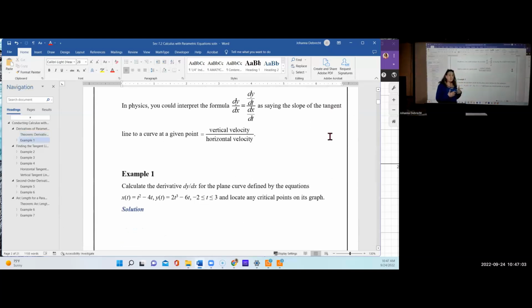Okay, in physics, if you had something like this, how might you interpret this derivative formula? Well, if you think about it, dy/dt, y is vertical position.